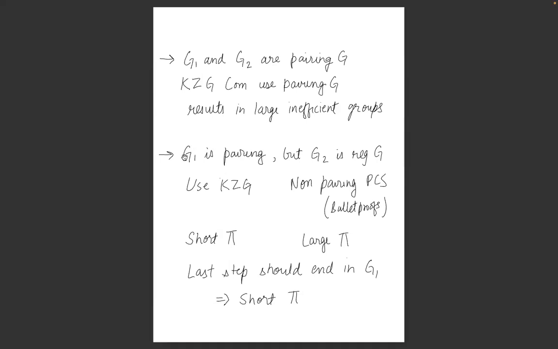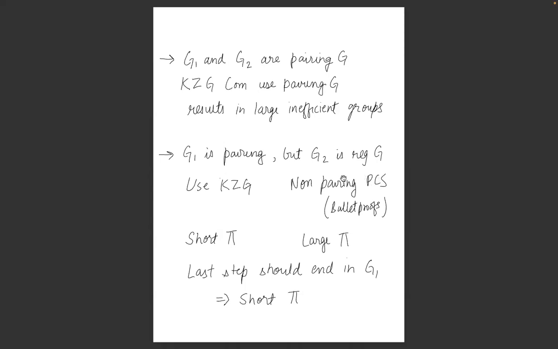What we can do is have G1 as a pairing group, but use G2 as some regular group, a non-pairing group like the one used in Bulletproofs. But that will give us a very large proof. So we have to make sure that the final proof is done over G1, which uses these KZG commitment schemes with outputs in a short proof.